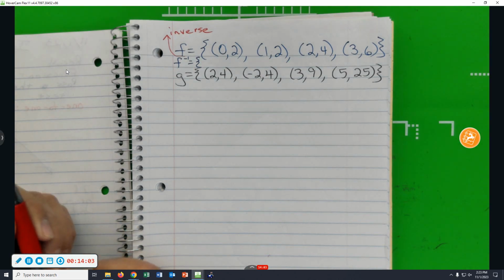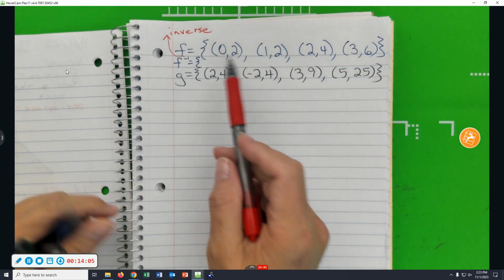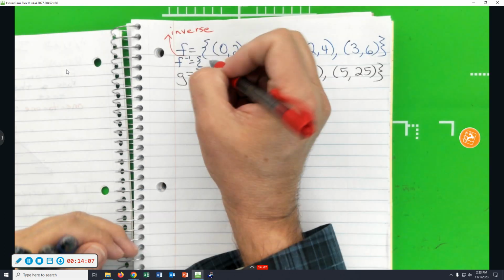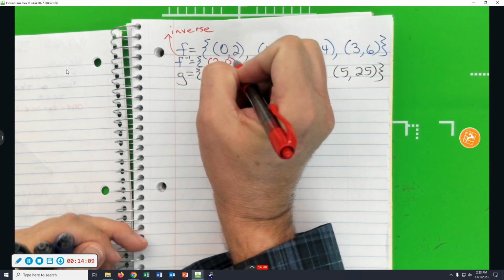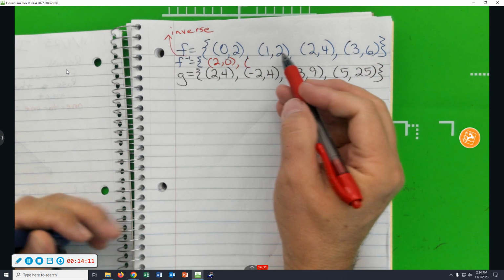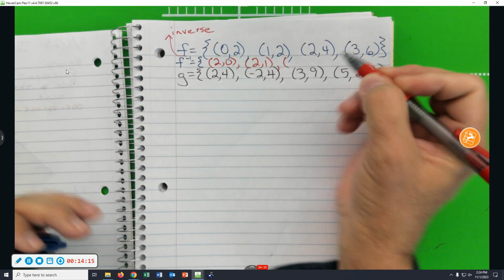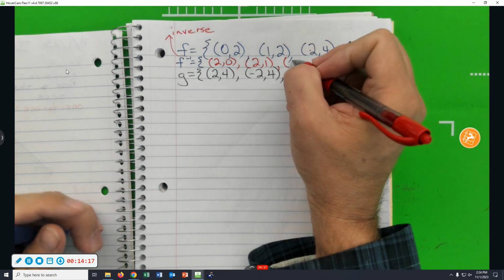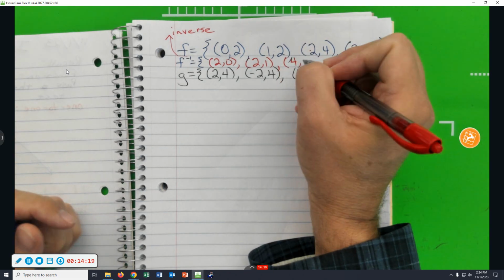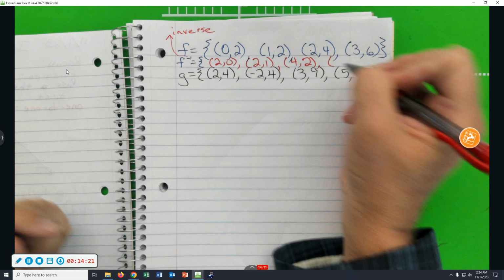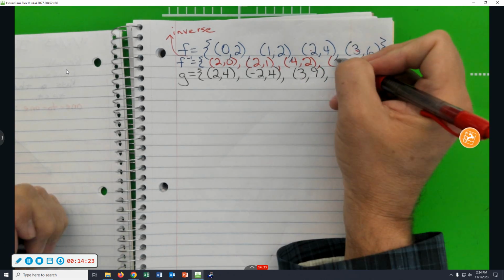To form the inverse, all we do is swap the ordered pairs. So (0, 2) becomes (2, 0). (1, 2) becomes (2, 1). (2, 4) becomes (4, 2). And (3, 6) becomes (6, 3).